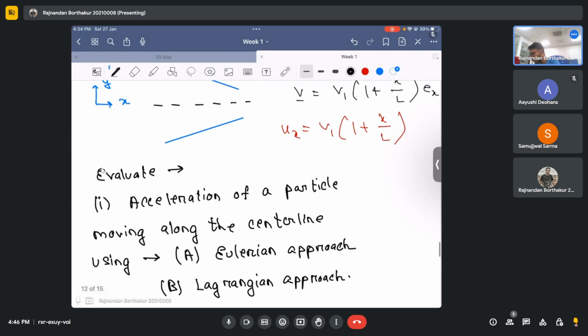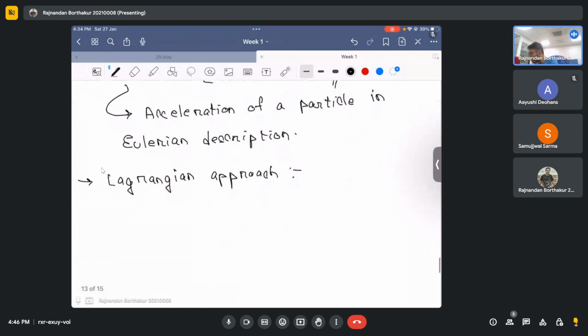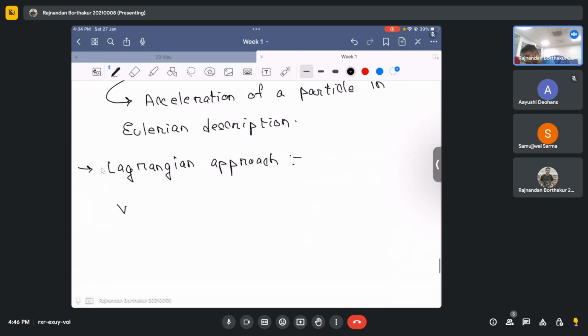So let's proceed. In the Lagrangian frame, we know the velocity. The velocity looks something like this: v1 times (1 plus x/L). Now this x would be the x of a particle with respect to time, because in the Lagrangian frame we stick to one particle. So this x position would be the position of a particle p at any time t, and that's why I have written it as xp at time t divided by L. Okay, I hope this is clear.